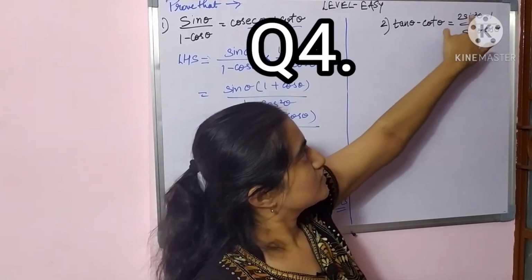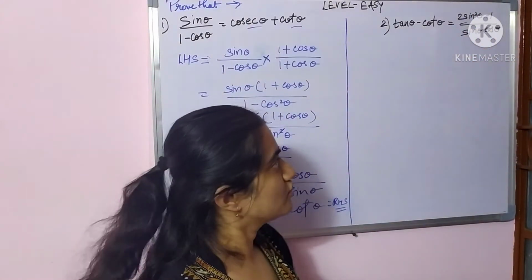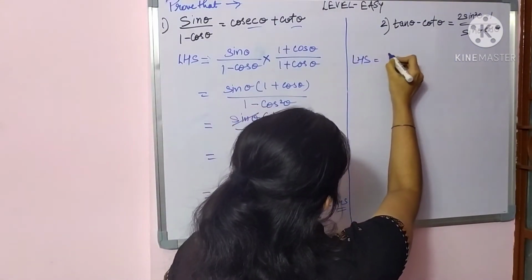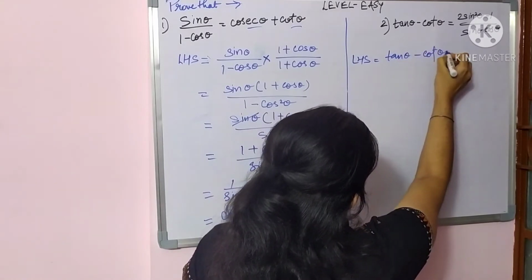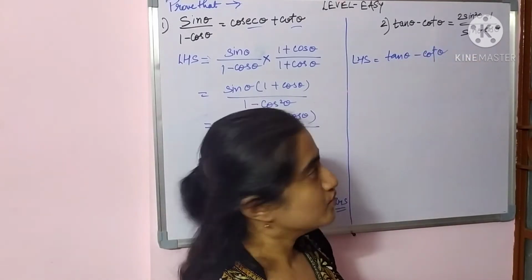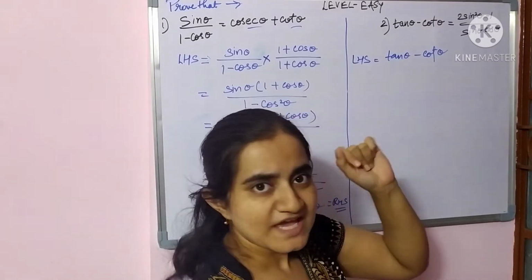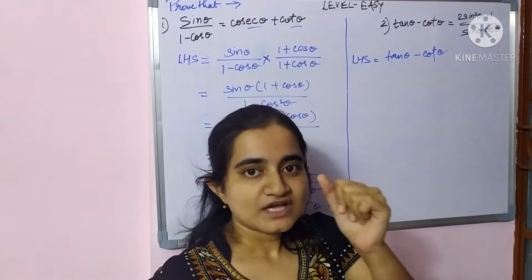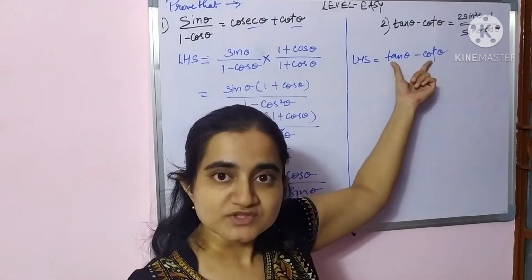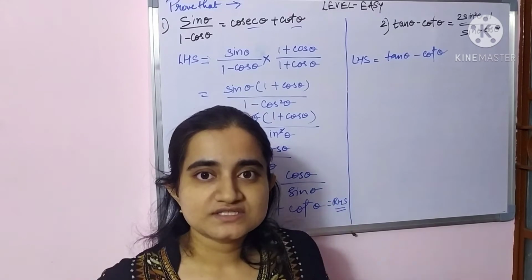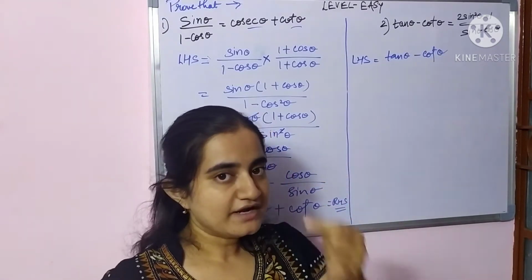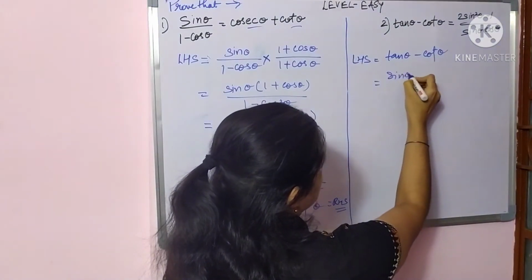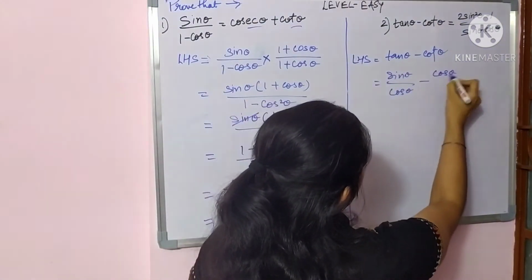Tan theta minus cot theta equals 2 sin square theta minus 1 upon sin theta cos theta. So here we will start from tan theta minus cot theta. Now what to do in such a case? We have seen that the RHS is in sin theta and cos theta. Here we have to transform this part into sin theta and cos theta. It's very easy, because tan theta and cot theta can easily be transformed into sin theta and cos theta. How? Like this: sin theta upon cos theta minus cos theta upon sin theta.